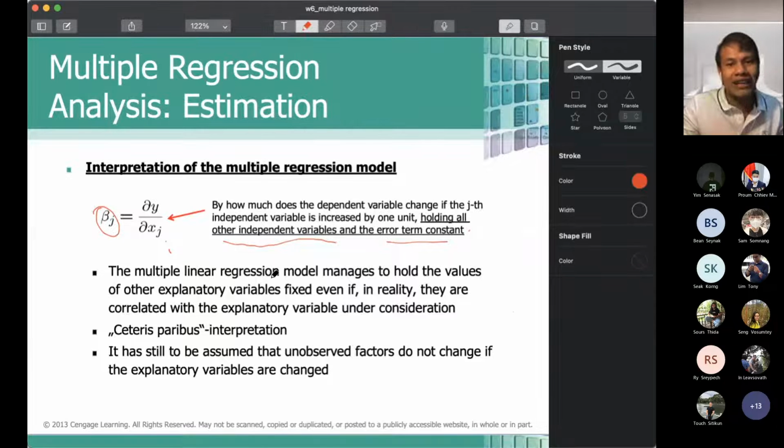So the multiple linear regression model manages to hold the value of other explanatory variables fixed. All right, fixed, as long as you include them in the model. Even if in reality they are correlated with the explanatory variable under consideration. In reality, you cannot say they are fixed, but when you include them in the model or in the regression, the interpretation can say they are fixed or they are controlled.